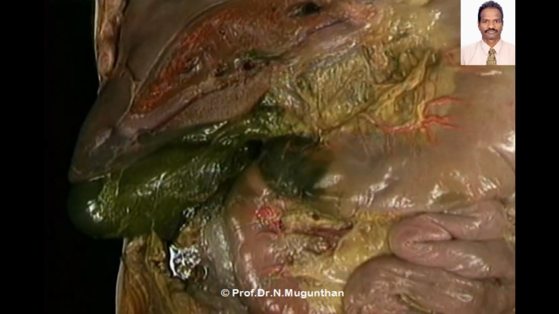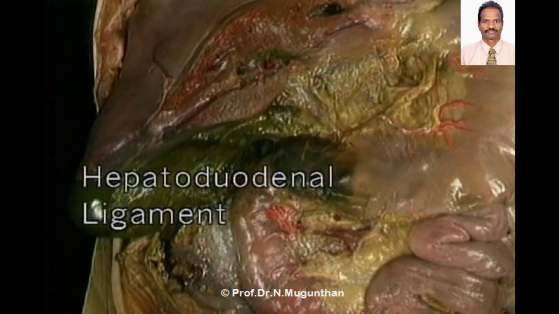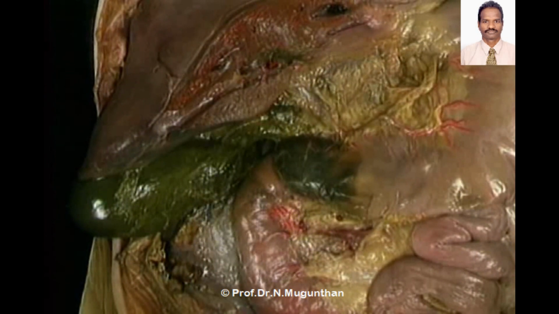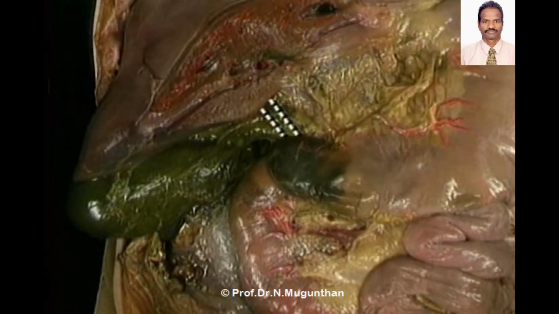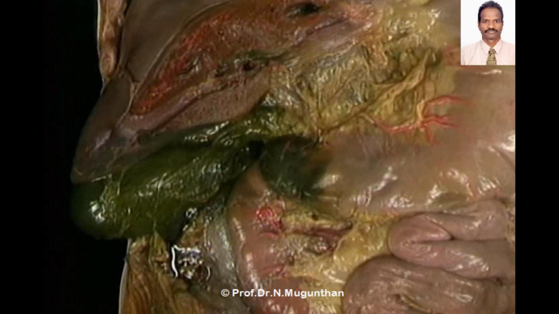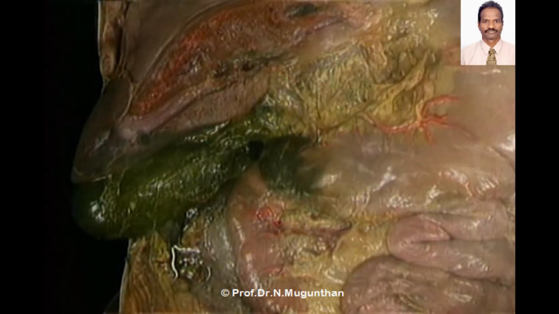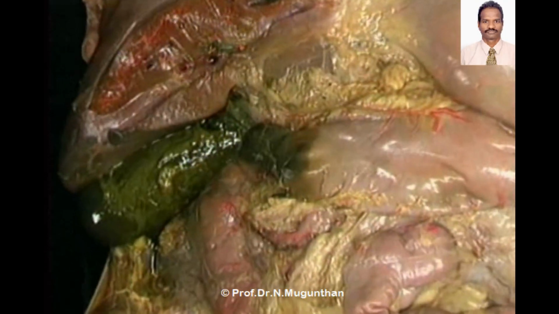So that is the lesser omentum, and the right free margin of the lesser omentum is there. The lower part of the lesser omentum, that is the hepatoduodenal ligament, is the site for the porta hepatis. Underneath that is the epiploic foramen, that is the hepatoduodenal ligament.